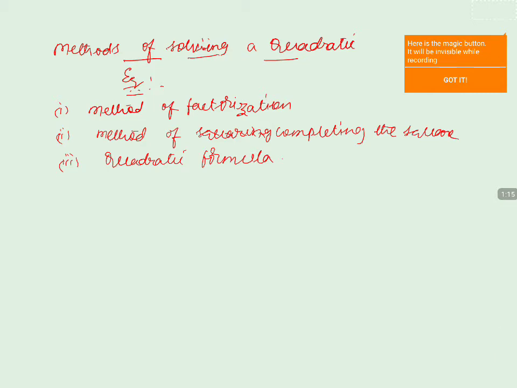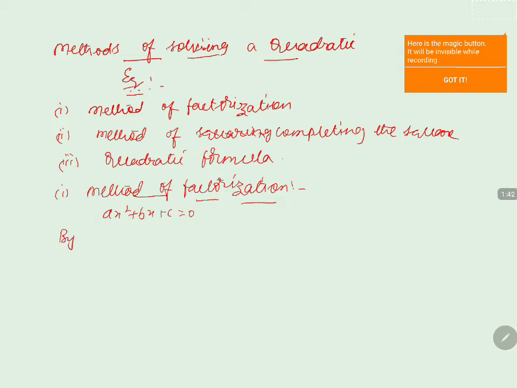First, we'll discuss the method of factorization and how it works. In this method, we take the quadratic equation ax square plus bx plus c is equal to 0. We'll discuss first the approach of splitting the middle term. Observe carefully. What is the middle term here? It is bx.